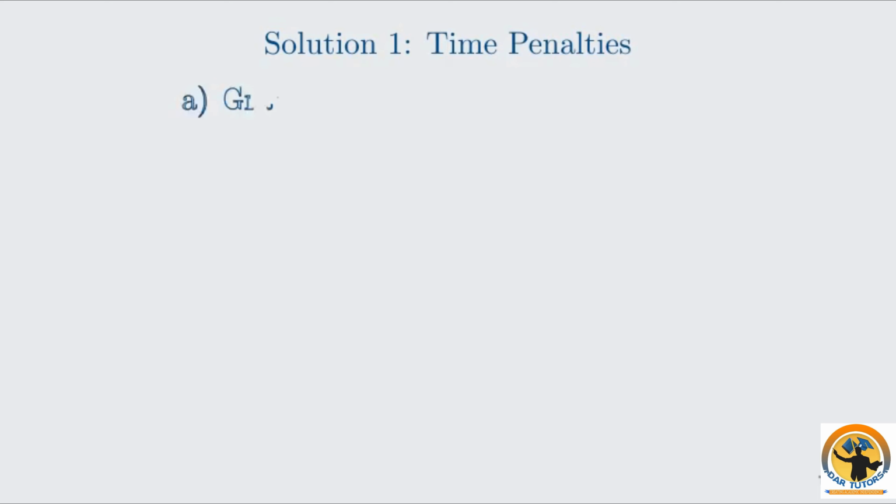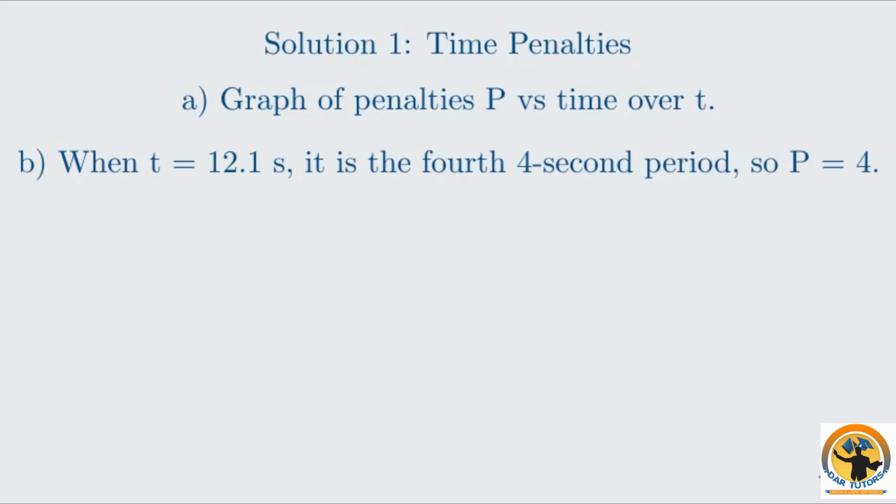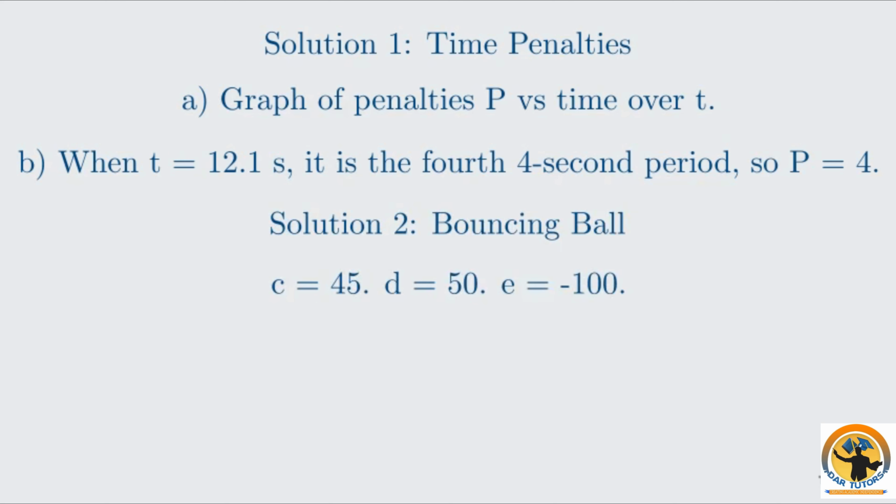For question 1, the time over t is positive. The number of penalties, p, is a step function. For 0 ≤ t < 4, p is 1. For 4 ≤ t < 8, p is 2, and so on. A graph of this is a series of steps. For a time of 12.1 seconds over, it falls into the interval between 12 and 16, so the competitor receives 4 penalties.